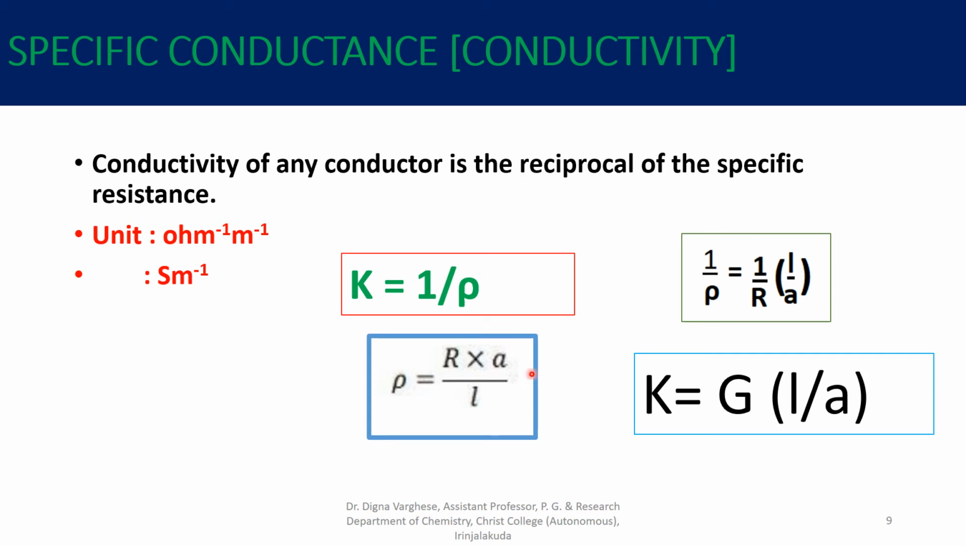So the conductivity or specific conductance is defined as the conductance of a column of unit length and unit area of cross section. Conductivity or specific conductance of an electrolyte solution is defined as the conductance of a column of unit length and unit area of cross section. L is equal to 1, A is equal to 1. So the specific conductance is equal to conductance.